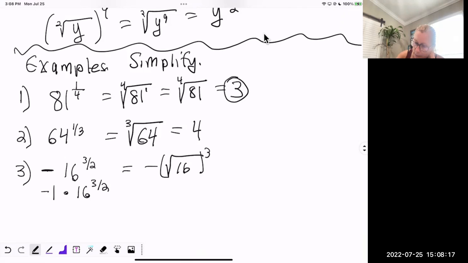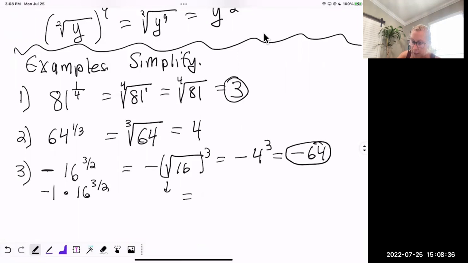Why did I do it this way? You'll see why in a second. All right, equals negative. What's the square root of 16? That would be 4 to the 3rd. And then negative 4 to the 3rd is negative 64.